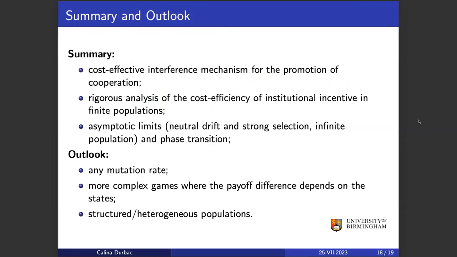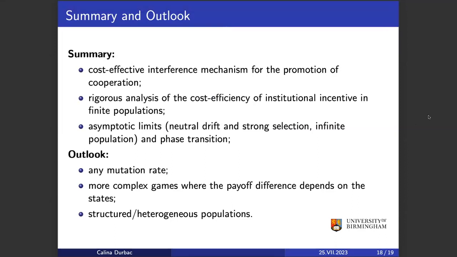Just a quick summary. We've presented a cost-effective interference mechanism for promoting cooperation. We've shown you the rigorous analysis of our cost function, as well as our lovely asymptotic limits, the neutral drift limit, strong selection limit, infinite population limit, as well as the very nice phase transition that happens with our function.